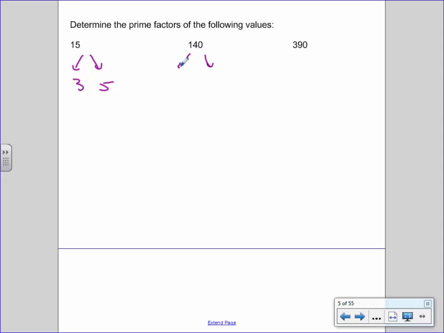Okay, let's try 140. I'm sure there's got to be at least 7 different ways we can break up 140. We just need to pick one of them. How about 14 and 10? Well, then if I break up 14, it's into 7 and 2. 10 would be 5 and 2. So when you're done, I don't care which order you broke these up in, but here's one way you could write it. You needed 2 squared, a 5, and a 7.